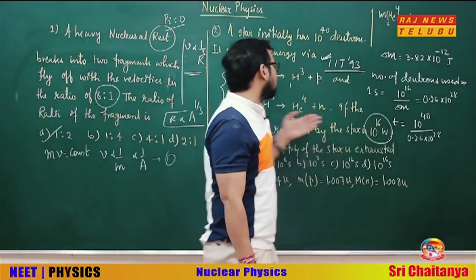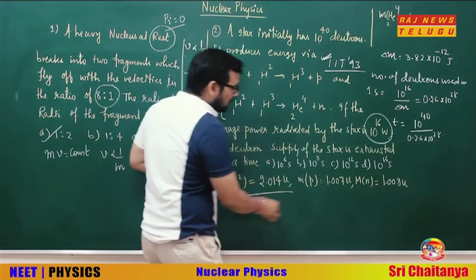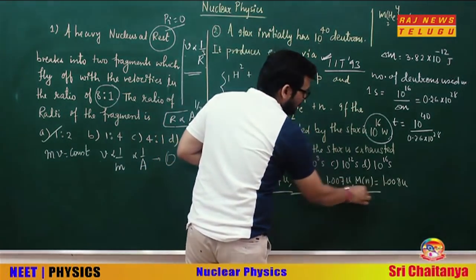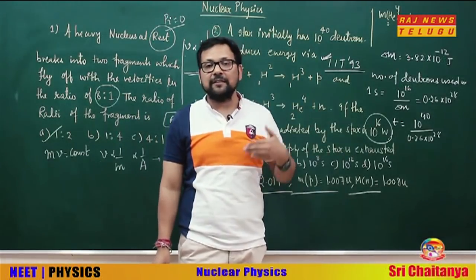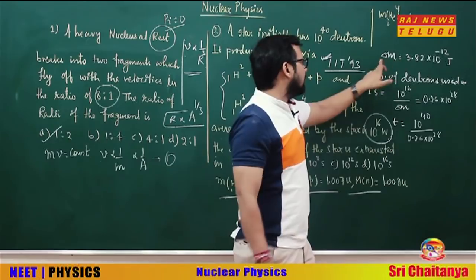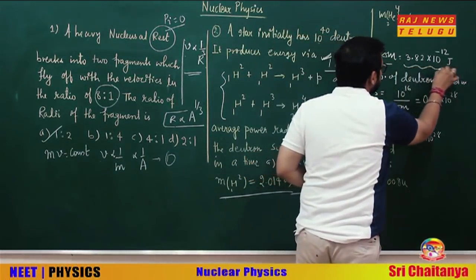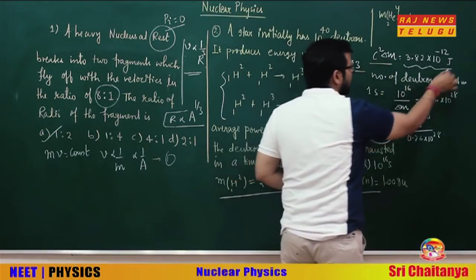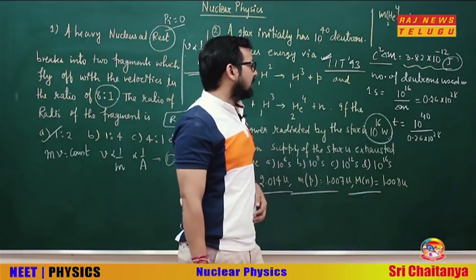So delta M you can calculate from the reaction as mass of all the quantities involved is given. You know how to calculate delta M, mass of reactant minus mass of product here. So delta M is to be calculated, and delta M into C square if you do, you will get this much of energy. This was delta M into C square as the unit is joule. This much energy is being created.